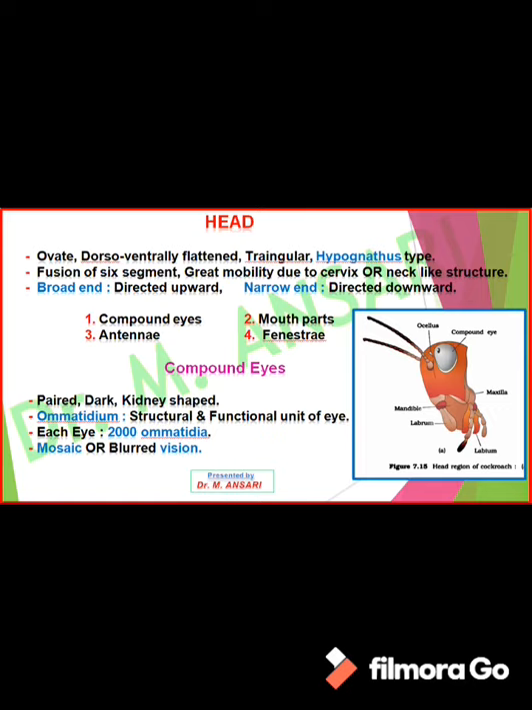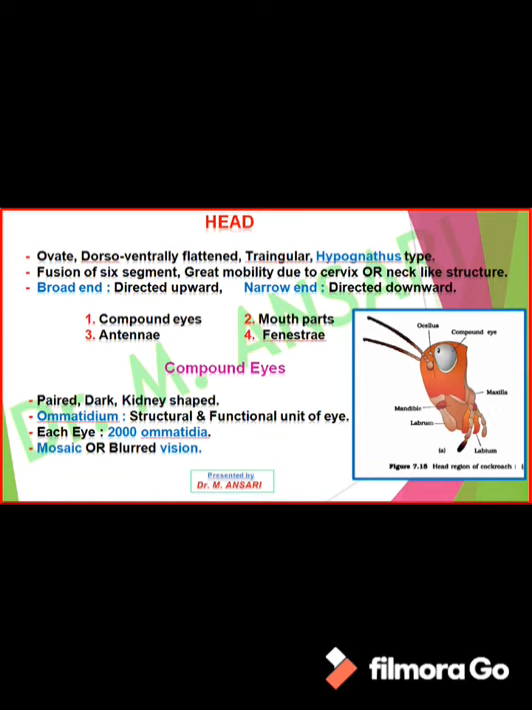It has great mobility due to the presence of a neck-like cervix, which is nothing but the membranous extension of the first prothoracic segment. The head of cockroach has two ends, a broad end and a narrow end. The broad end is always directed upward and the narrow end always directed downward. In the head region, the structures observed are compound eyes, mouth parts, antennae and fenestrae.